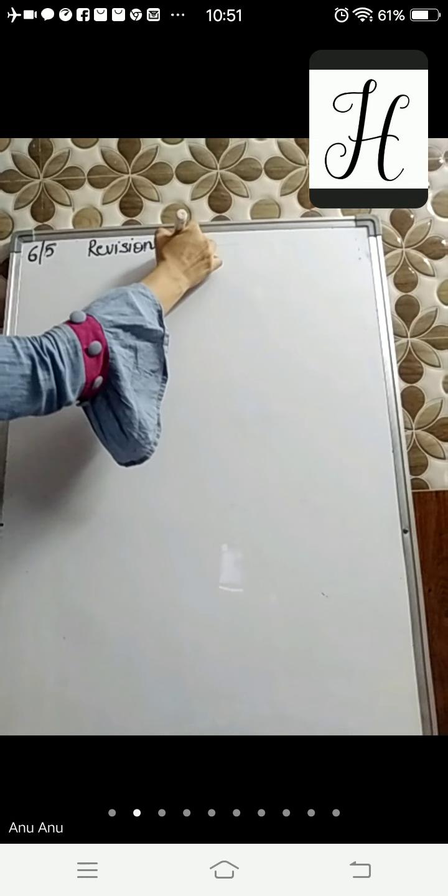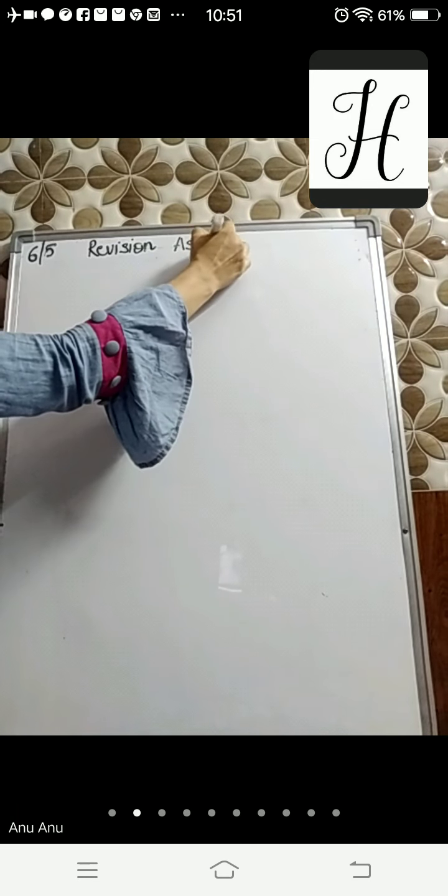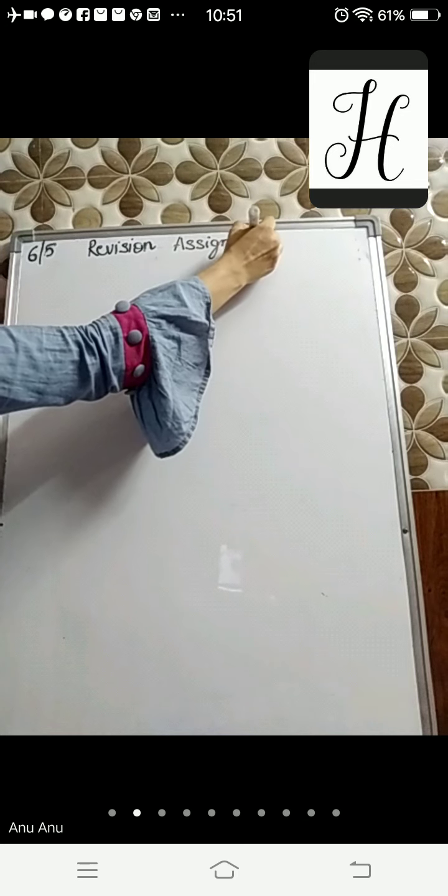We have finished the chapter Pair of Linear Equations in Two Variables. So let's continue with the revision, and side by side we will discuss the related questions of the assignment also. So let's start with the revision of the assignment. Same type of questions are there that we have done in the chapter.